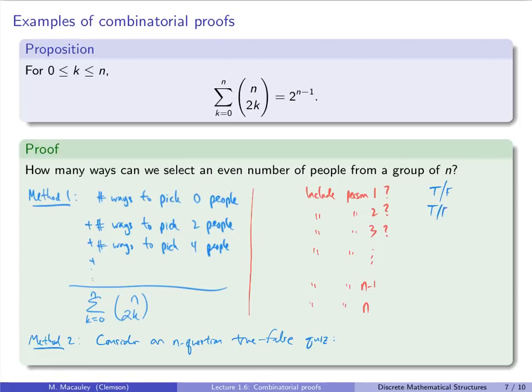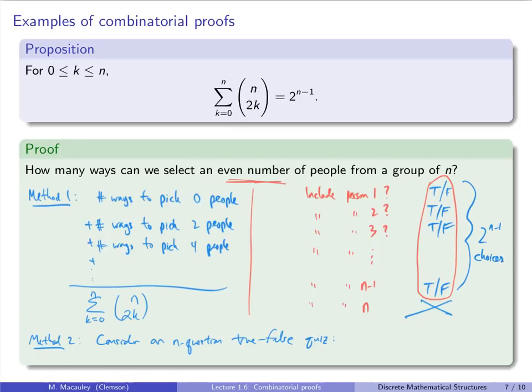For the first one, we can answer true or false at will. The next one, we can answer true or false. So we can freely include person one, person two, person three, and so forth, all the way up to person n minus one. We can answer these however we want to, but once we do, we don't have any choice over the last person. If we have included an even number of people, then we have to exclude the last person because we need to select an even number of people. So that is forced. Conversely, if we have an odd number of people selected after n minus 1, then we have to include that last person. So there are 2 to the n minus 1 choices for how to select n minus 1 people, and then the last one is forced.